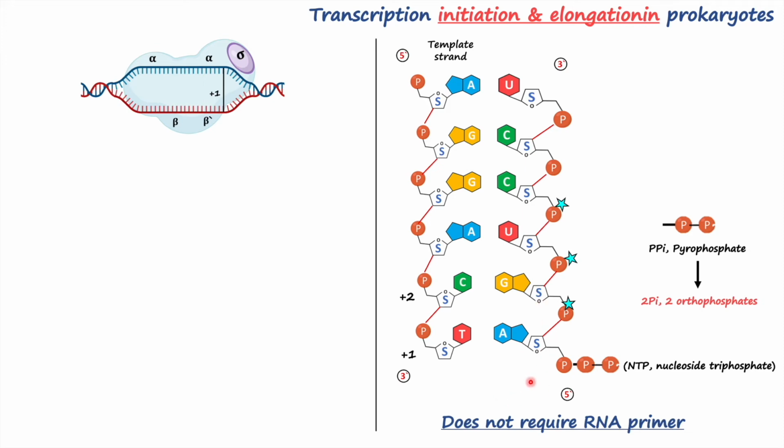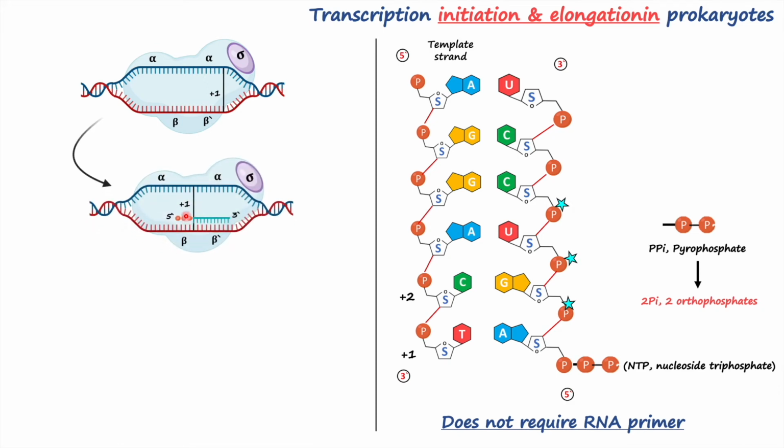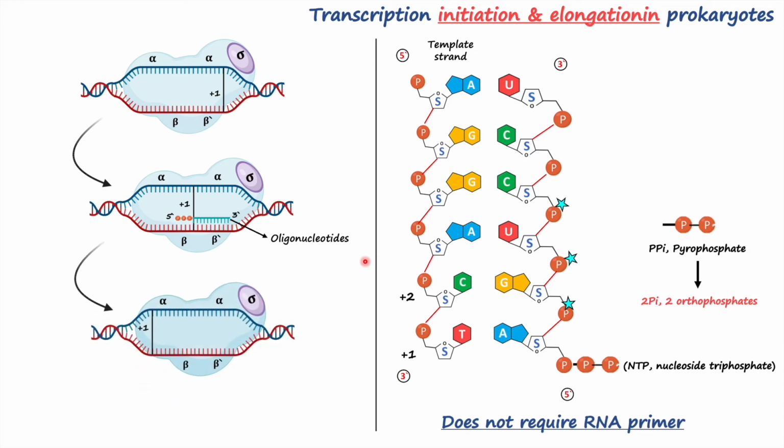mRNA. As you can see here on the left, this is the RNA polymerase holoenzyme, which eventually synthesizes this small stretch of mRNA. You can see that there is a 3 phosphate group at the end, which is attached to the small RNA molecule. Now this small stretch of RNA, which is composed of 9 to 12 nucleotides, is called an oligonucleotide. And once this oligonucleotide is formed, the sigma subunit on the holoenzyme is released. When this sigma subunit is released, it indicates the completion of the transcription initiation process in prokaryotes.